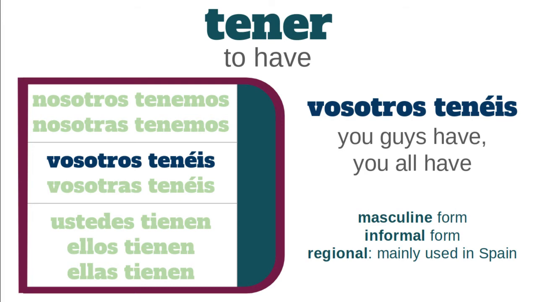Next we have vosotros tenéis. You guys have, you all have. Vosotros tenéis. This is the masculine form again, which we use when the group is a group of guys or a group that includes girls and guys together. It is an informal form, so we use it when we're talking to people we call by their first name or young children, or good friends and classmates. And it's also regional. It's mainly only used in Spain. Outside of Spain, you won't often hear vosotros tenéis.